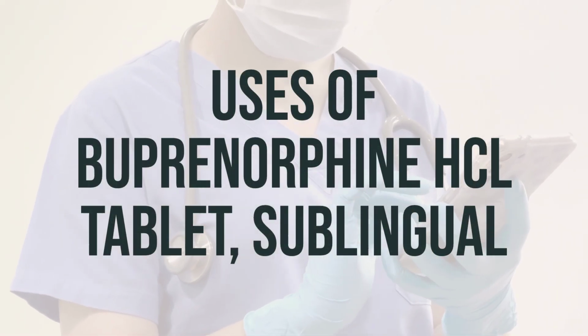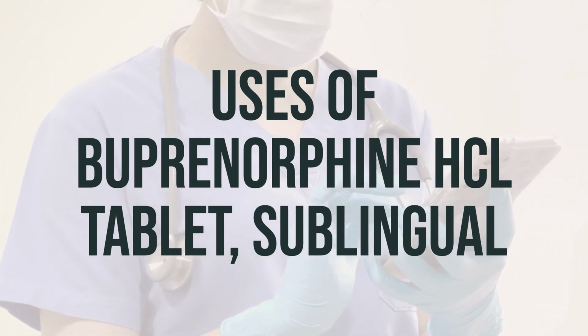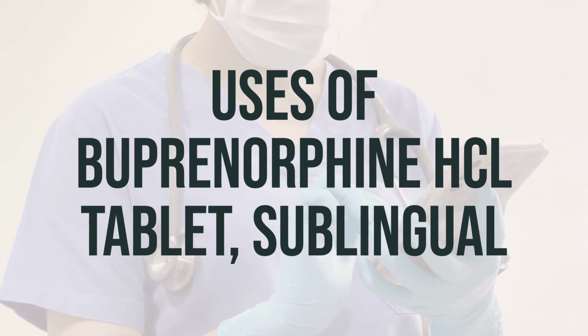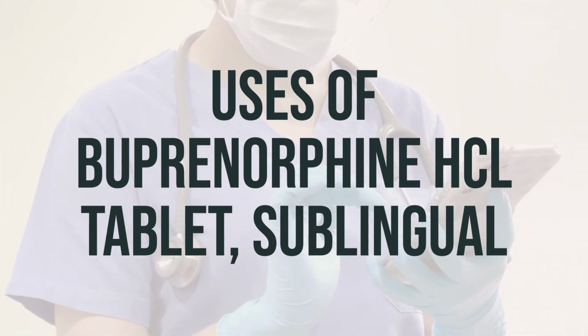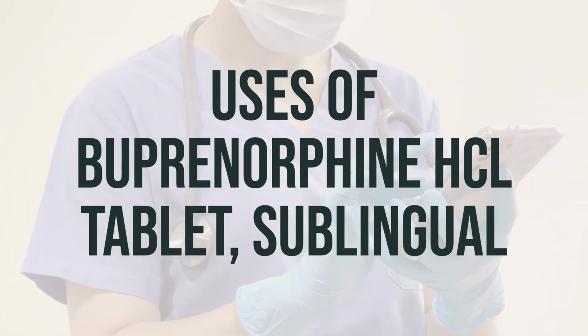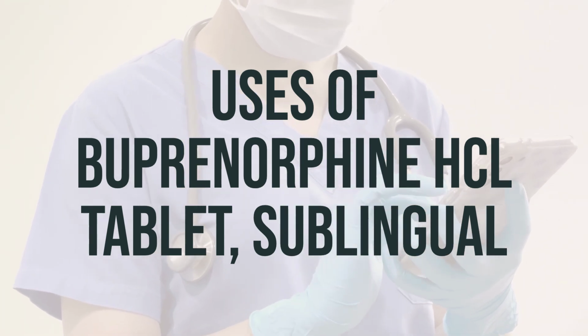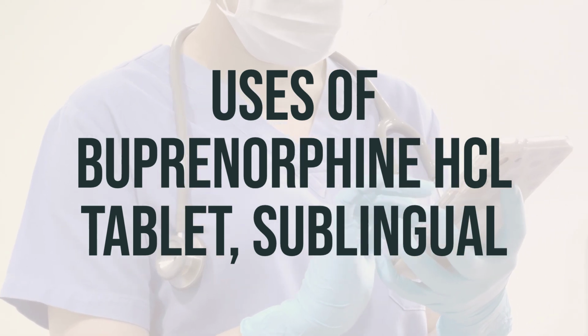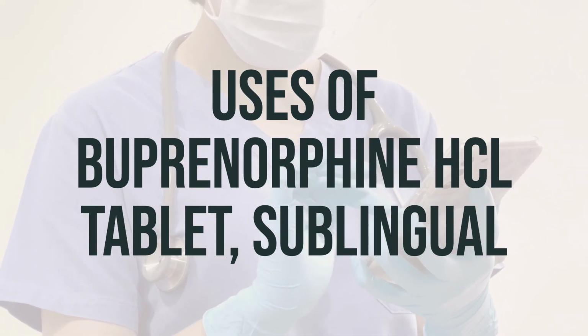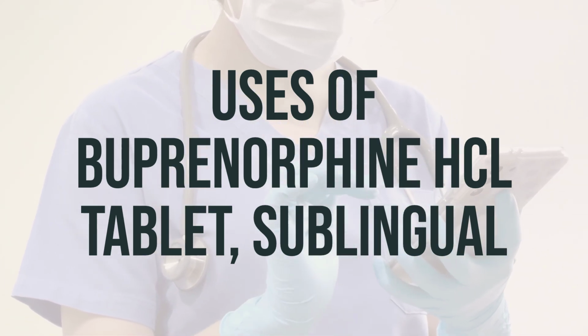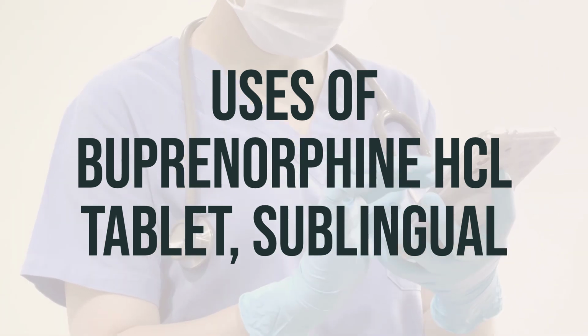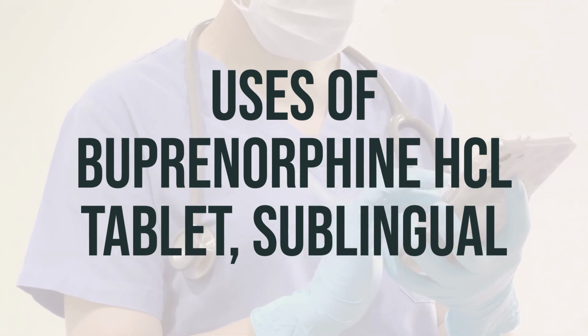Buprenorphine HCl tablet, sublingual, is used to treat opioid use disorder. It belongs to a class of drugs called mixed opioid agonist-antagonists and helps prevent withdrawal symptoms caused by stopping other opioids. It is used as part of a complete treatment program for opioid use disorder, which may include compliance monitoring, counseling, behavioral contract, and lifestyle changes.